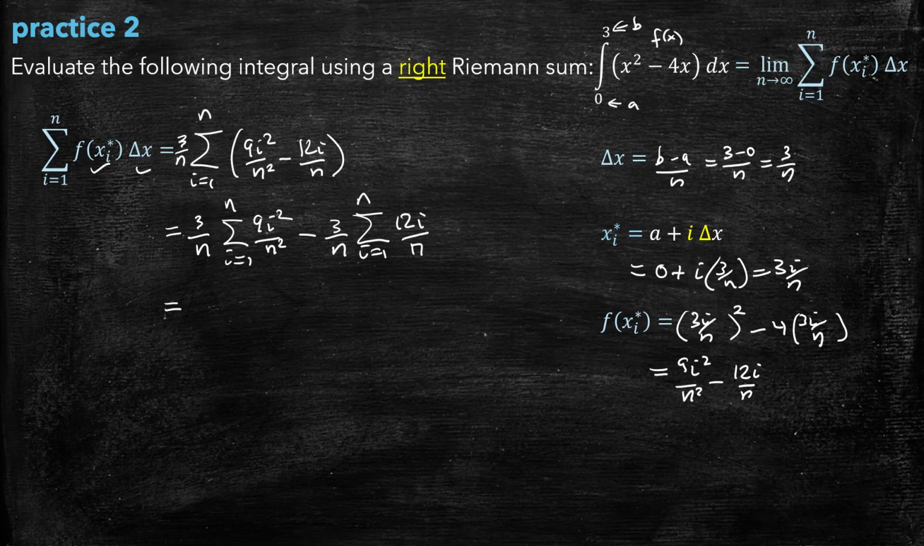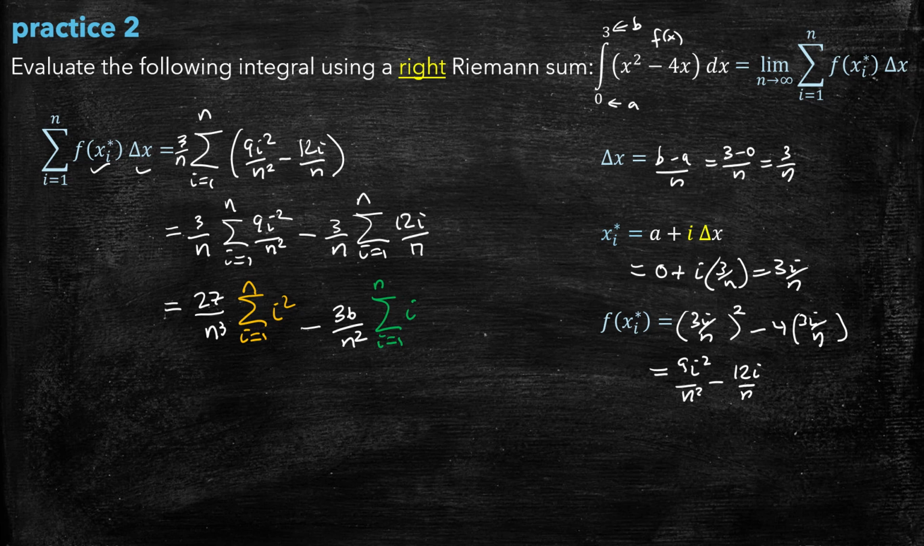So taking out 9 over n squared, I get 27 over n cubed. And just to use a different color here, that leaves me with the sum of i squared from i equals 1 to n. And now we take out 12 over n, we get 36 over n squared, and that leaves me with just the sum of i from i equals 1 to n. So we know the formulas to calculate those summations.